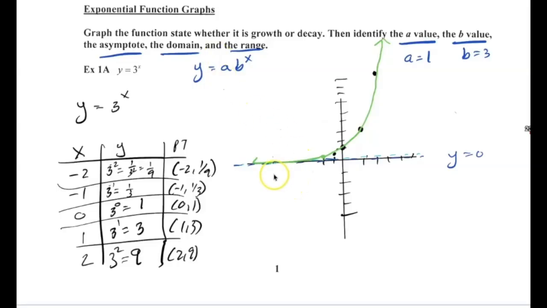The domain, on our left, goes from negative infinity to positive infinity, left to right, and our range goes low to high. Lowest is 0, highest is infinity. All parentheses because we can't hit the actual values. But that's our first exponential function.